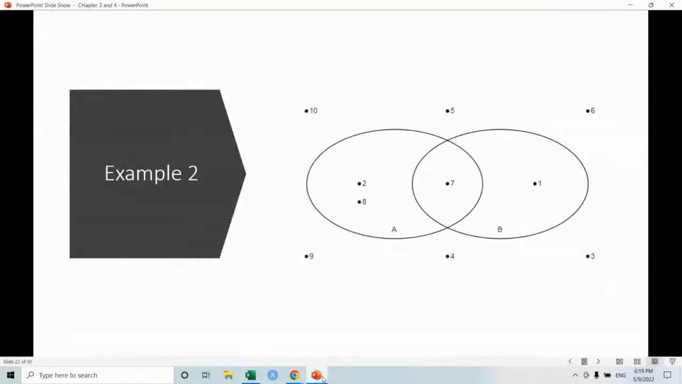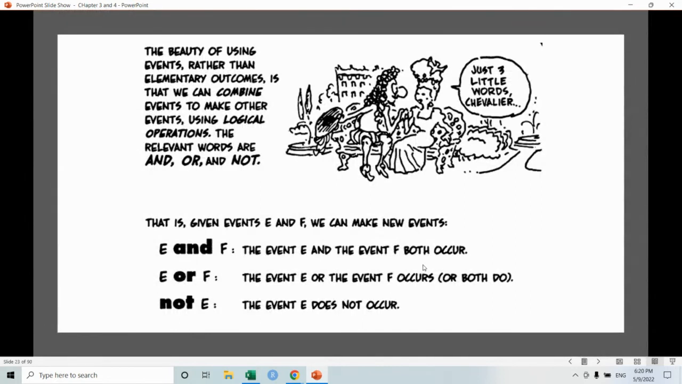Anyhow, that's how you do it. In a second we're going to look at other possible ways you could find the values for different ones. We're going to talk about an intersection, which will only be where, in a Venn diagram, the point is in both circles. We can also find the union, which we're going to talk about, and find other probabilities based on how they are arranged. The beauty of using events rather than elementary outcomes is that we can combine events to make other events using logical operators.